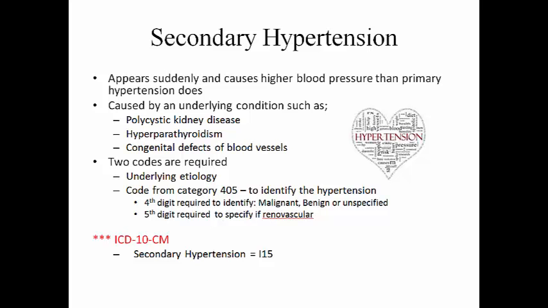So that 4th digit is required, and it identifies that malignant, benign, or unspecified hypertension, and the 5th digit is required to specify that renal vascular disease. And then secondary hypertension in ICD-10, only 1 code, I-15.